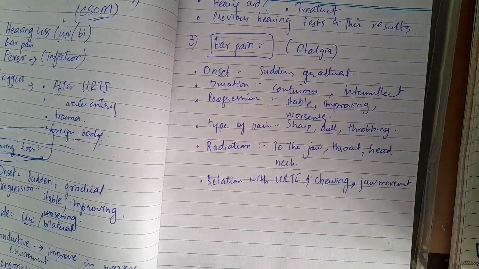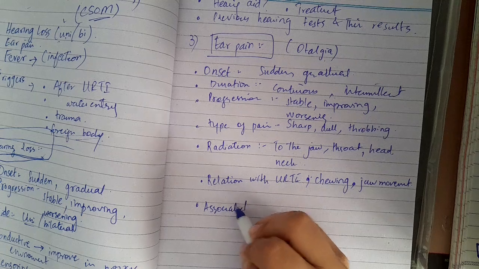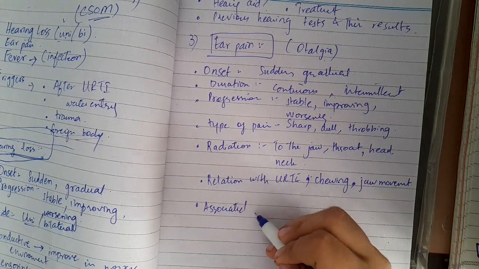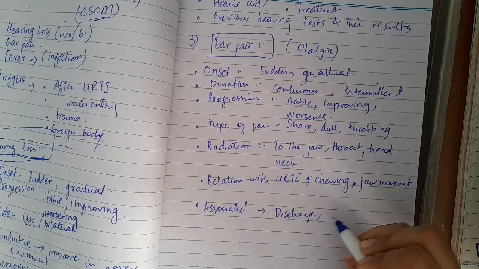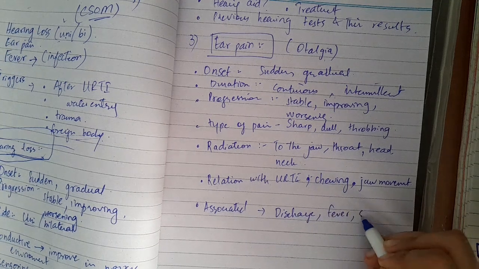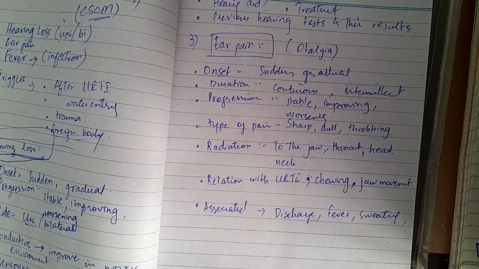Then you will ask about the associated symptoms. What are the associated symptoms with otalgia or ear pain? They are ear discharge, fever, sweating, and you will also ask about tinnitus and vertigo as well.